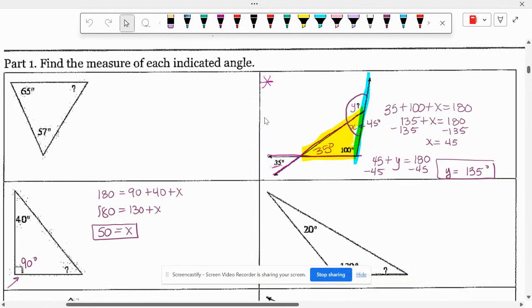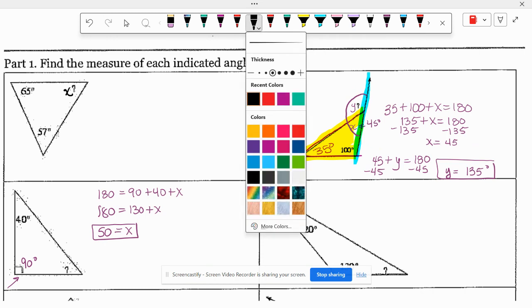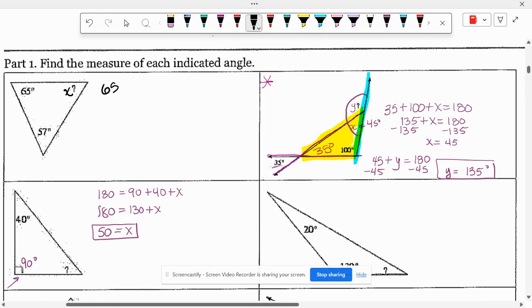So find the measure of the indicated angle. Here we go. I'm going to use the triangle sum theorem, which says that if I add up the insides of all the triangle angles, they have to equal 180. So 65 plus 57 plus x equals 180. You should be filling these out on your notes.